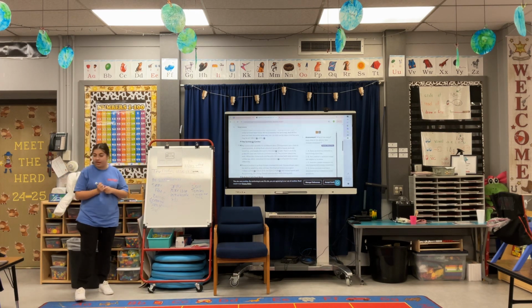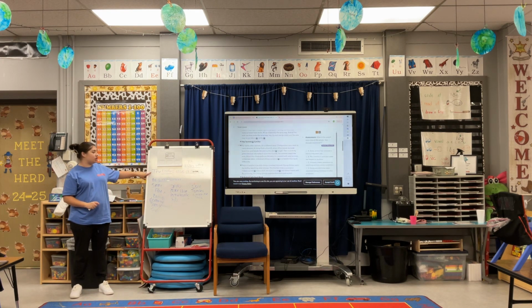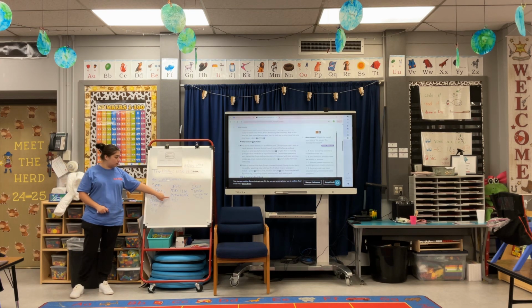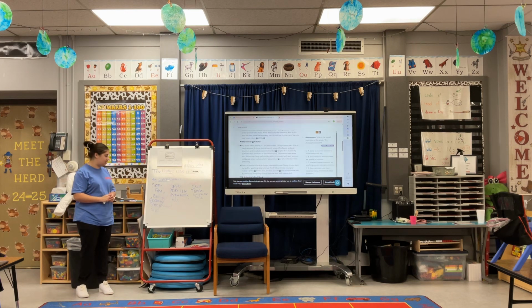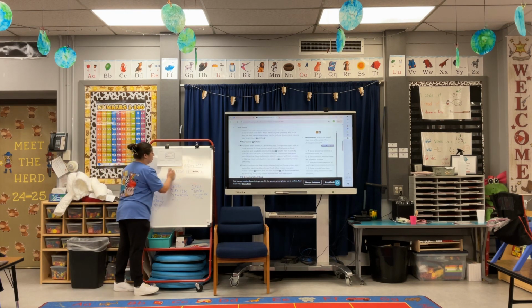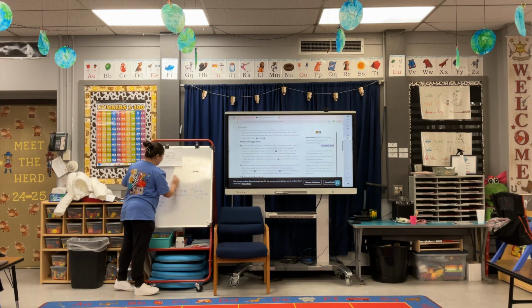Main idea from table 1, they said that the chimps use a stick to catch termites. For their 3 supporting details, they find a branch and break the stick to their size. Then they poke holes into the termite hole and the termites attack the stick. Good job, table 1. Y'all did good on that. Okay, table 2.